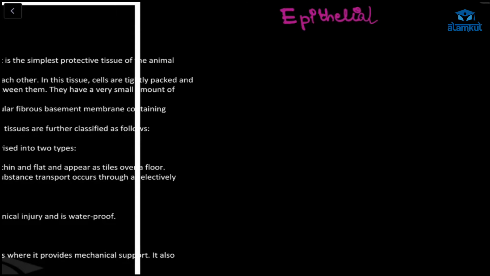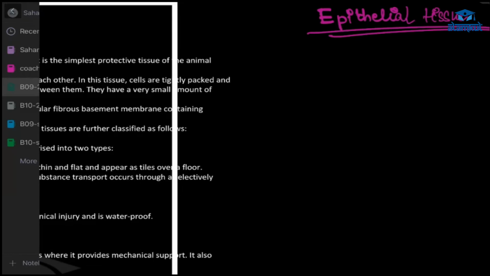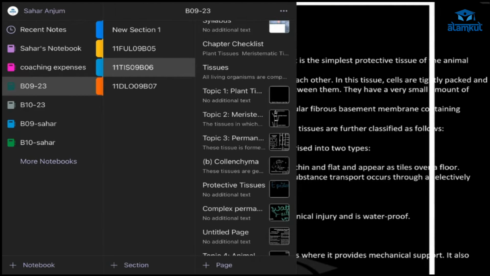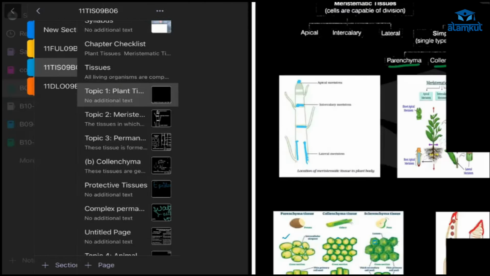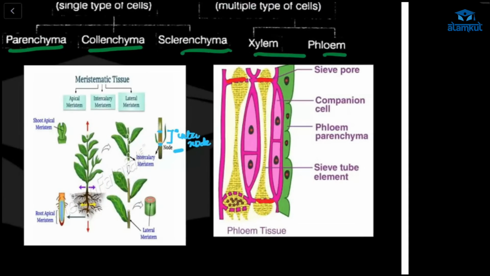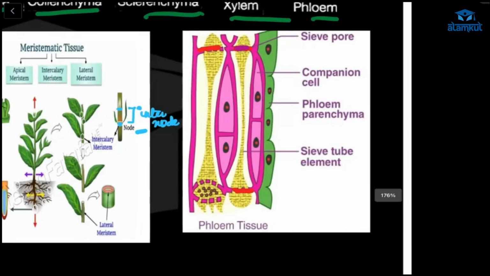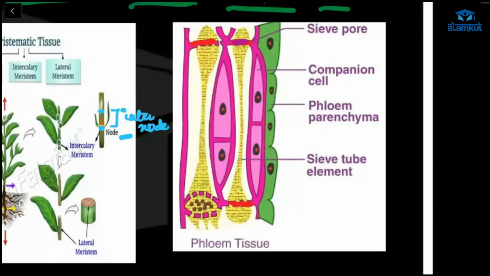Excuse me, ma'am, I have a question. In the sieve plates, what exactly do they filter? What's the point of the sieve plates? Phloem is for food translocation, right? So whichever part needs the food, they filter it.